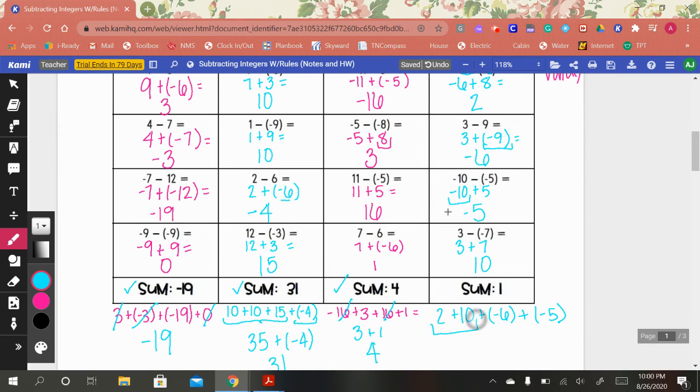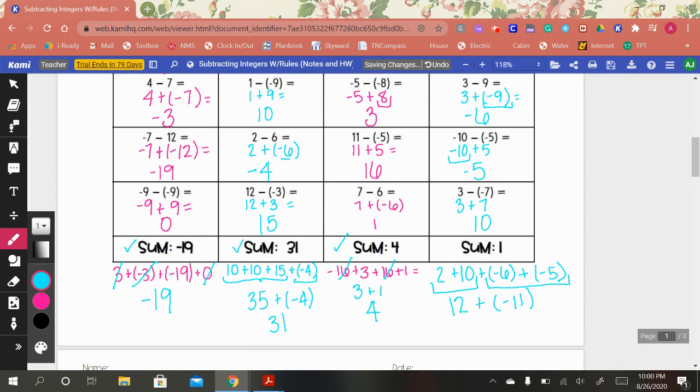All right, I'm going to add up my two positives. So I have 12. And then I'm going to add up my two negatives. -6 plus -5 is -11. And then when I add those together, I have to subtract because they're opposite signs. 12 plus -11 is 1, and it's going to stay positive.